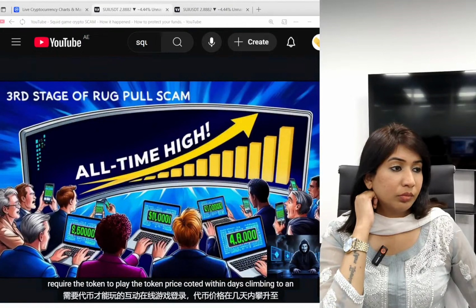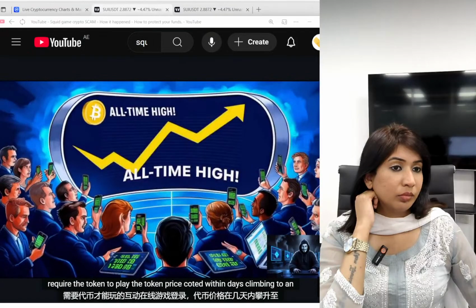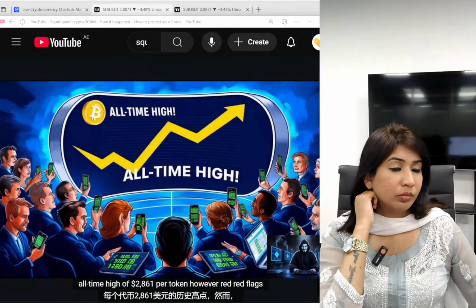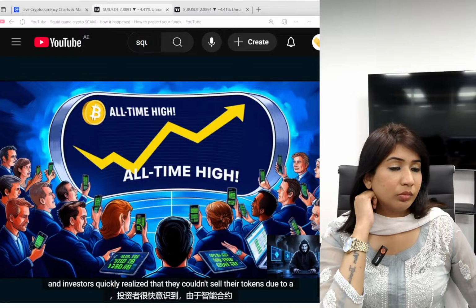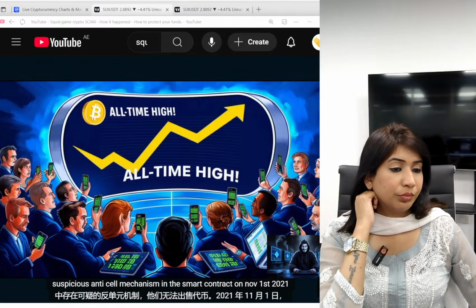The token price skyrocketed within days, climbing to an all-time high of $2,861 per token. However, red flags emerged earlier on. The project white paper was riddled with grammatical errors, and investors quickly realized that they couldn't sell their tokens due to a suspicious anti-sell mechanism in the smart contract.